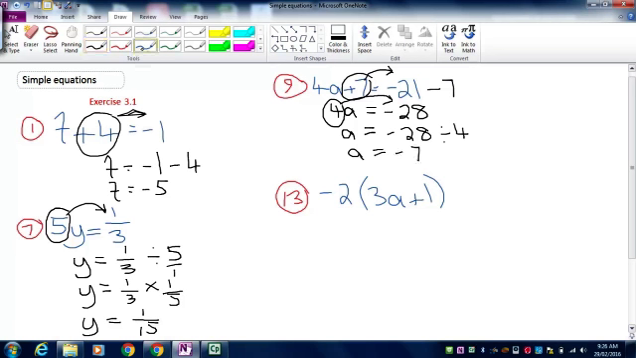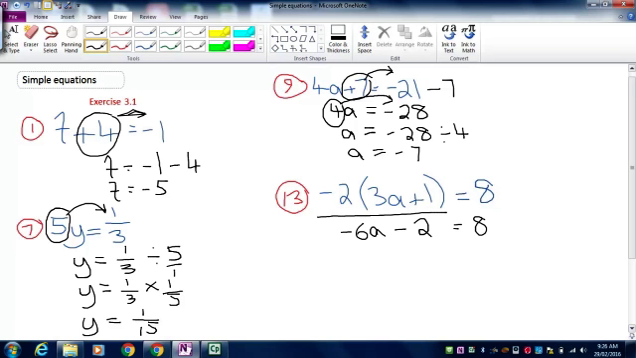Better finish writing the question for part 13. So it's equal to 8. Okay, so now we can solve it. First I need to expand these brackets. So negative 2 times 3a gives me negative 6a. Negative 2 times positive 1 gives me negative 2. So that's the left-hand side expanded. And then I've just got an 8 on that right-hand side.